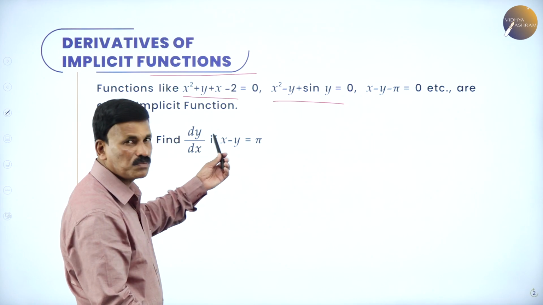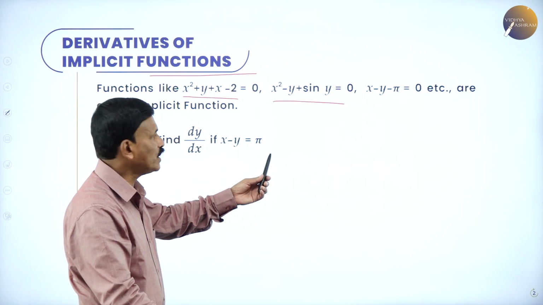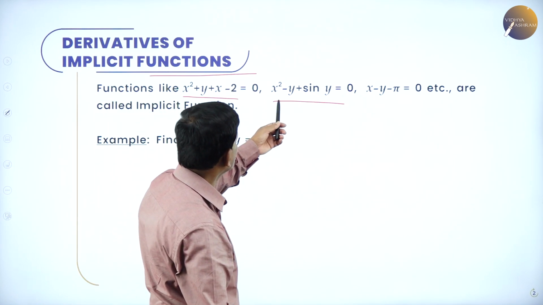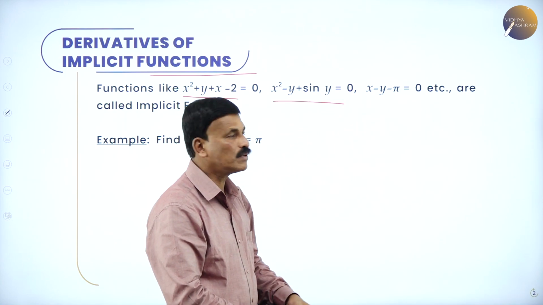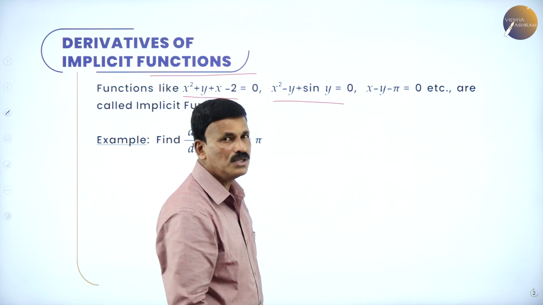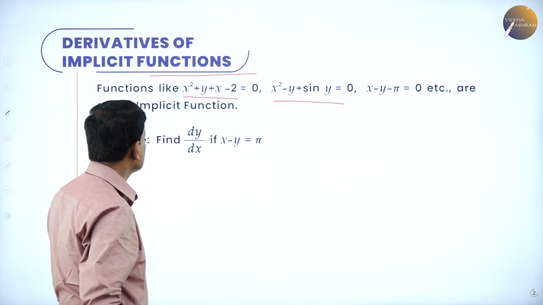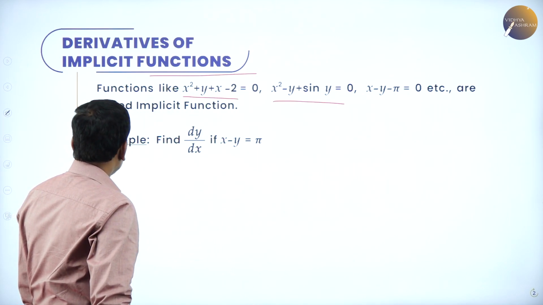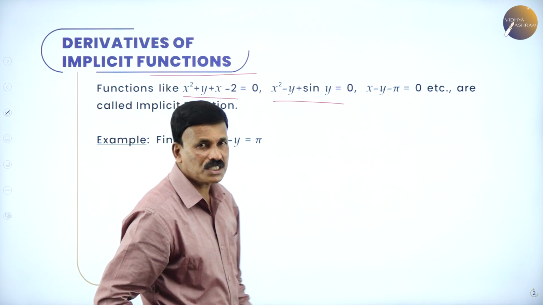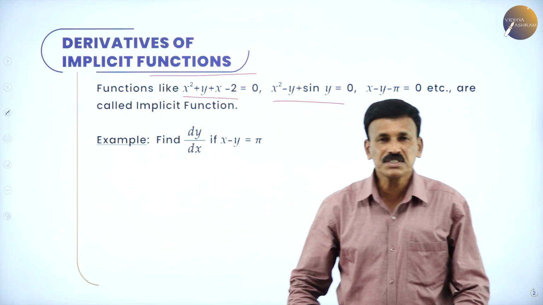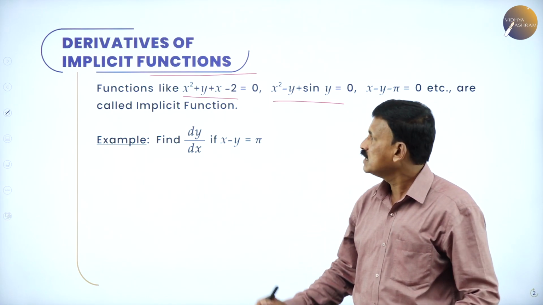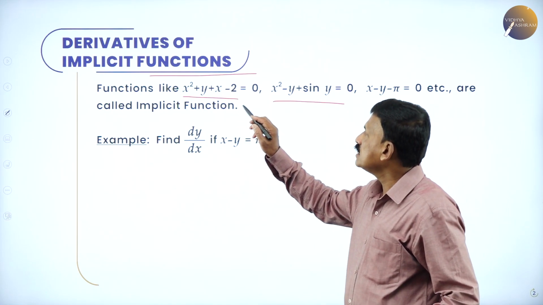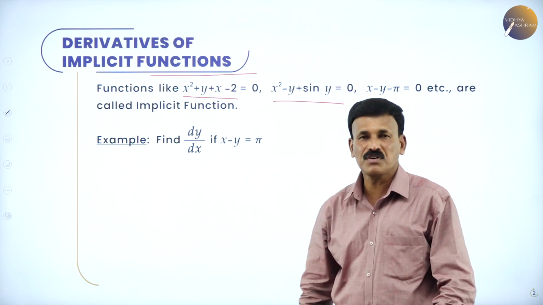Here it contains both the variables x as well as y. So here x square minus y plus sine y is equal to 0, and this contains x minus y minus pi is equal to 0. This type of function is called an implicit function, and differentiating such a function is called implicit differentiation. That is, finding the derivative of an implicit function is called the derivative of implicit functions.